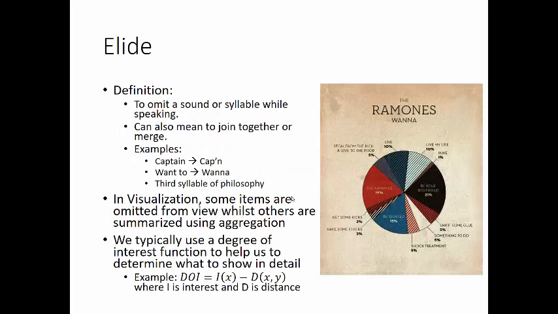So let's talk about the first technique, and that's to elide. Elide is a verb that means to omit a sound or a syllable while speaking. It can also mean to join together or merge, and you see this all the time in the English language. For example, you may have heard the term "cap'n" instead of captain, "wanna" instead of want to, or "philosphy" instead of philosophy. You know, we don't typically pronounce all those syllables, and that's called eliding.